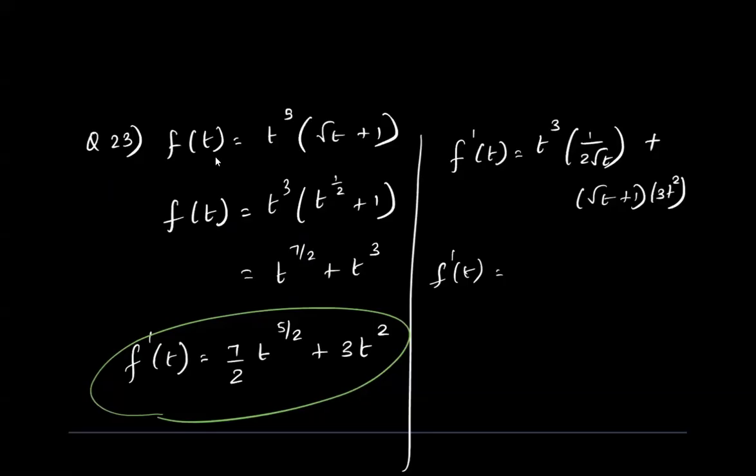So 3 minus 1/2 is 2.5 or 5 halves. So I have t to the power of 5 halves over 2 plus 3t to the power of 5 halves plus 3t squared. Then I combine the half and the 3 because this coefficient is 1/2 of the first term, and then this 3. So 3 plus half is 7 halves.